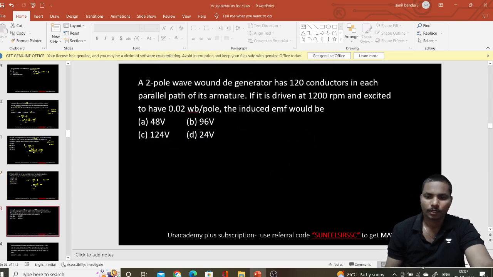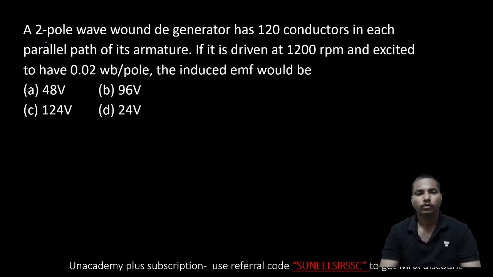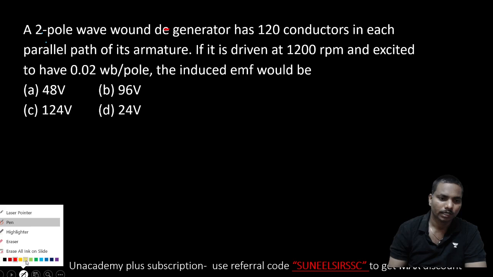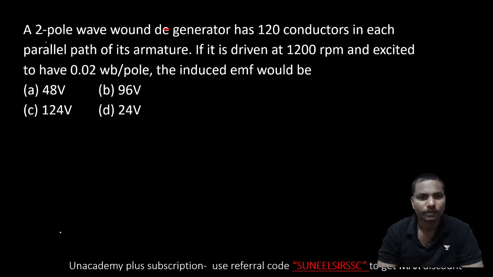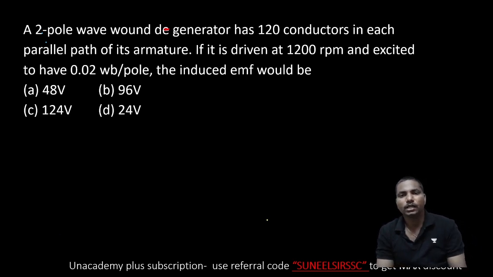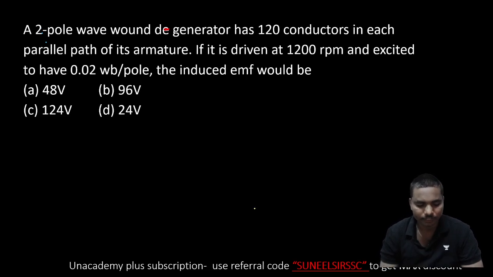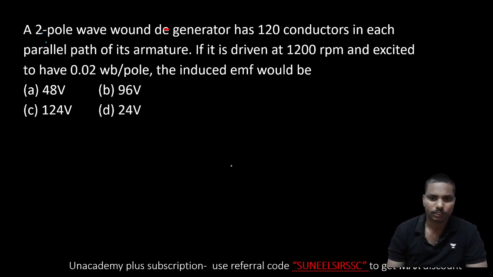Yes. Coming to the next question, guys. A two-pole wave-wound DC generator has 120 conductors in each parallel path of its armature. If it is driven at 1200 RPM and excited to have 0.02 Weber per pole, the induced EMF would be dash. What will be the induced EMF?